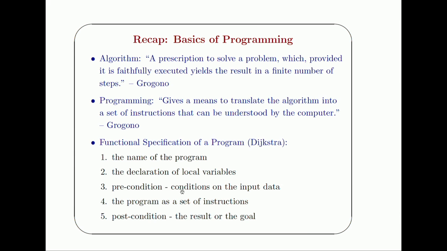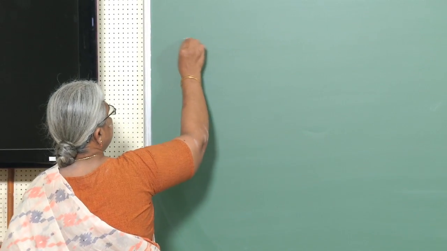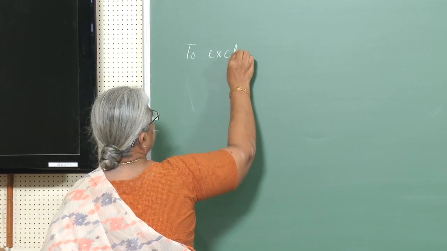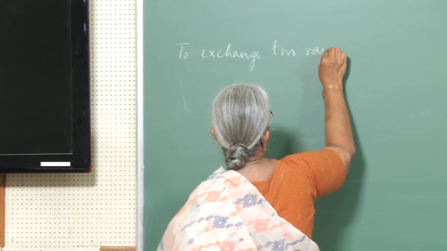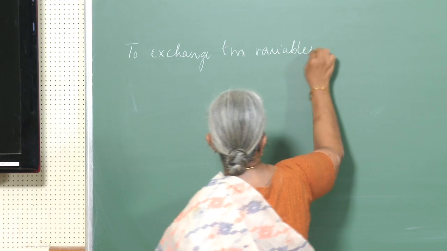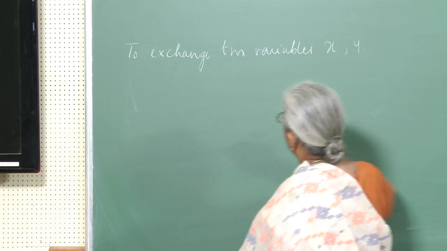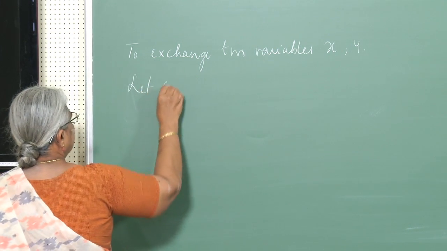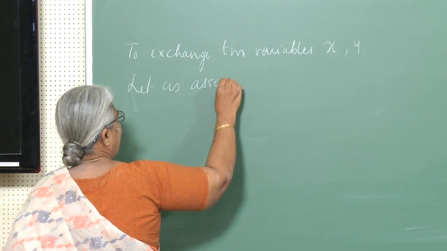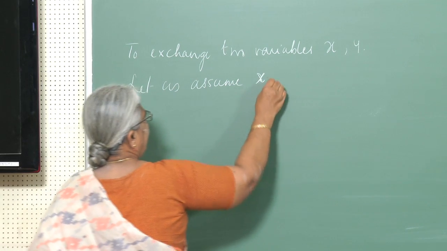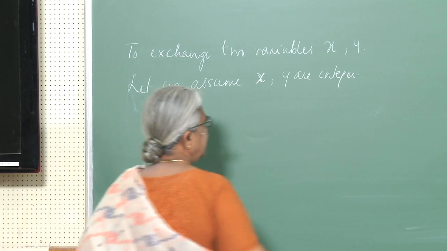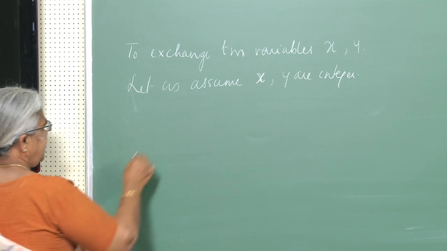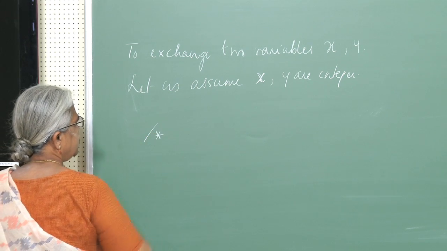So, let us take a specific example now. I want to write a program to exchange two variables x and y. I am sure you have already seen this. Let us assume x and y are integers. So, what does the functional specification say? I will write this in C, although ideally you should write it in English-like statements.